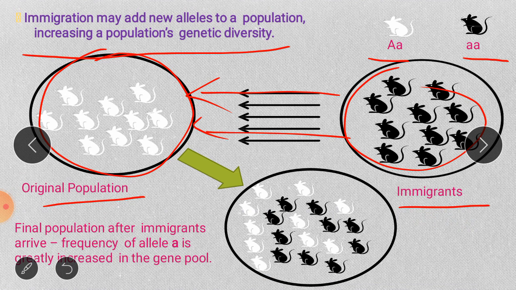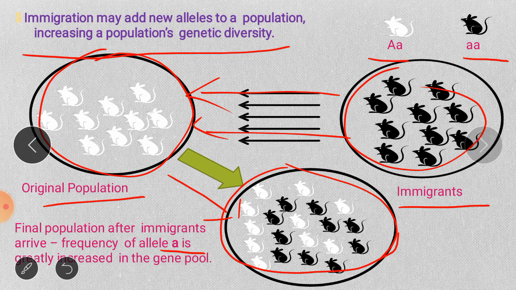So in the final population after immigrants arrive, the frequency of this small a allele, the recessive allele, is going to be increased due to immigration of these black colored mice. Initially we have 50% frequency of this recessive allele, that is going to be increased, while the frequency of this dominant allele is going to be decreased.